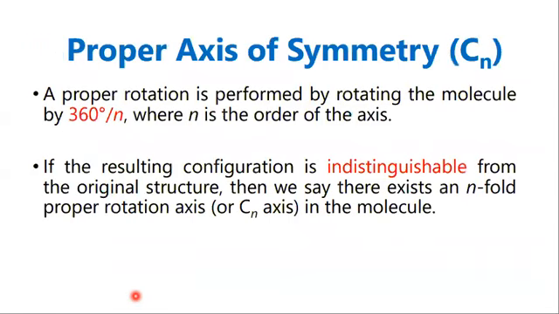First, we'll consider the proper axis of symmetry. A proper axis of symmetry can be performed by rotating the molecule through a certain angle, that is 360 divided by n, where n is the order of the axis. If the resulting configuration is indistinguishable, or in other words, superimposable with the original structure, then we say it has an n-fold proper axis of symmetry.